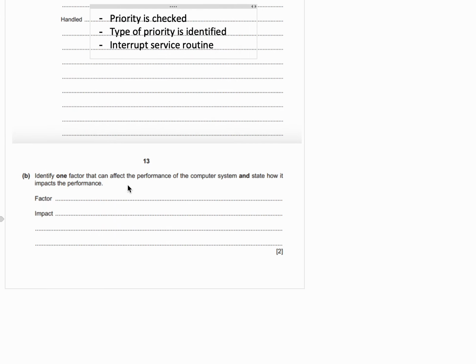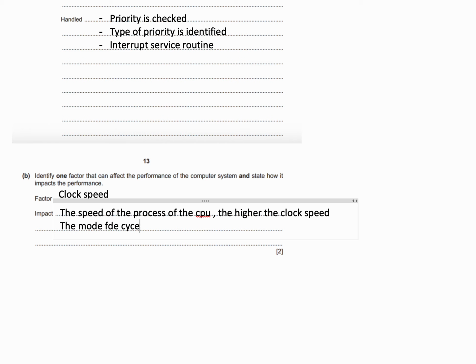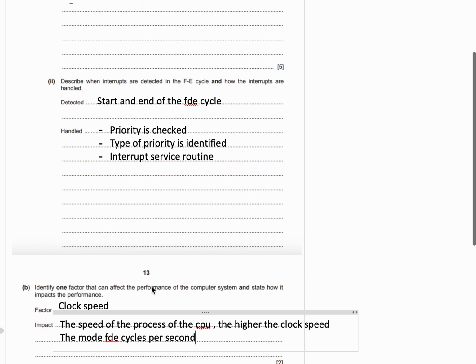Identify one factor that can affect the performance of the computer system and state how it impacts the performance. So there's multiple factors, but one that you could choose is the clock speed. The clock speed is basically the speed of the process of the CPU. And basically how it's impacted is that the higher the clock speed, the more FDE cycles per second. And FDE is basically fetch, decode, execute, but over here in this question it's identified as the fetch execute cycle. So yeah, that would be your question on the von Neumann model.